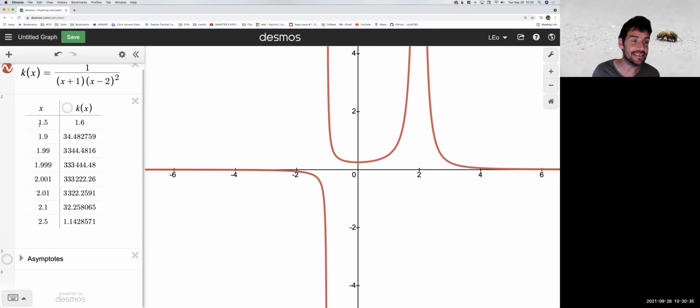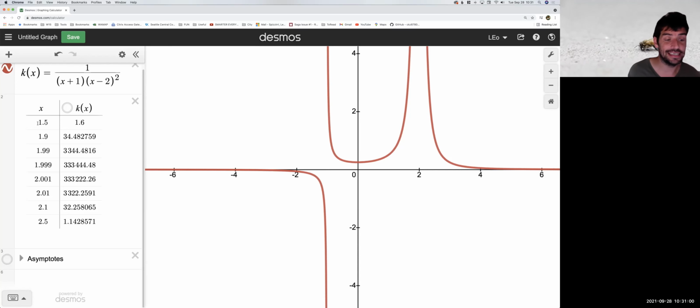So I've plugged in some x values near 2 in this table, and we can see the values of k of x in the right-hand column, right? So if you start at the top of this table at 1.5, then x equals 1.9, 1.99, 1.999. And then from the bottom, we're starting from above 2, 2.5, 2.1, 2.01, and so on.